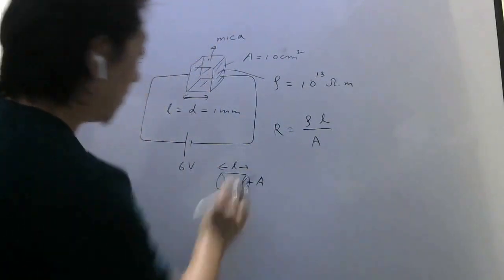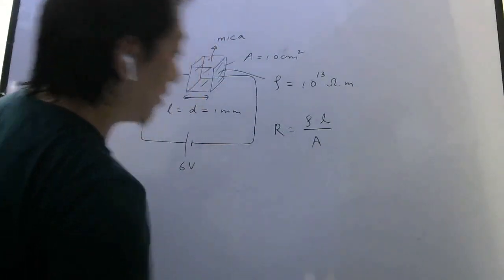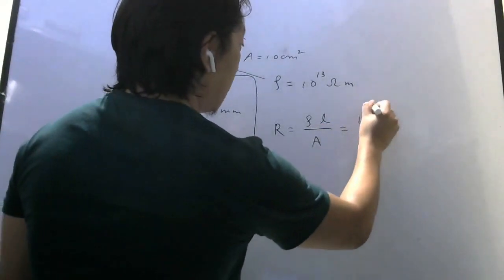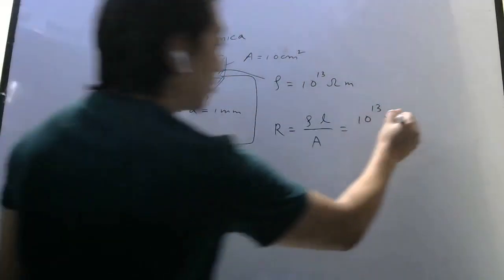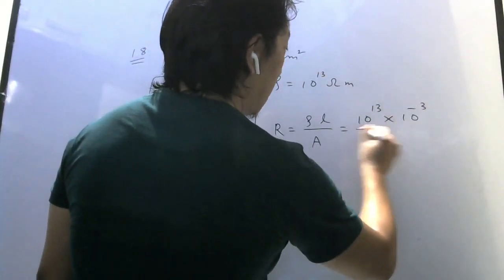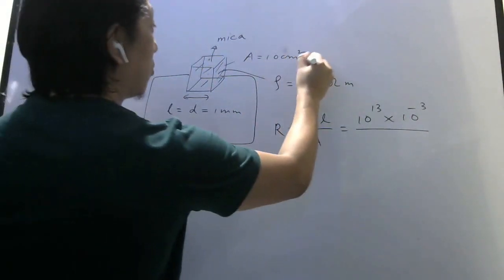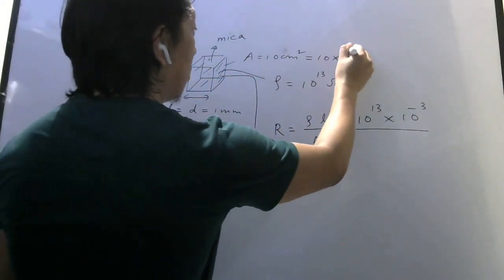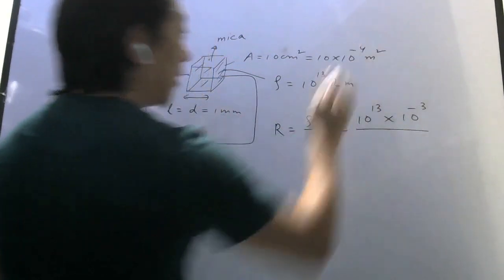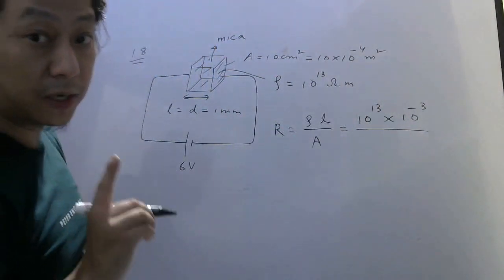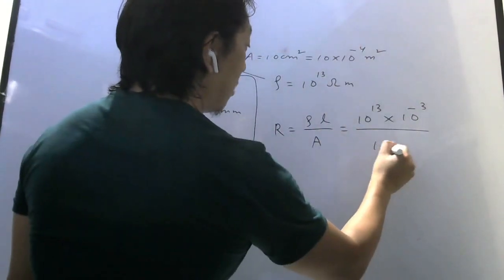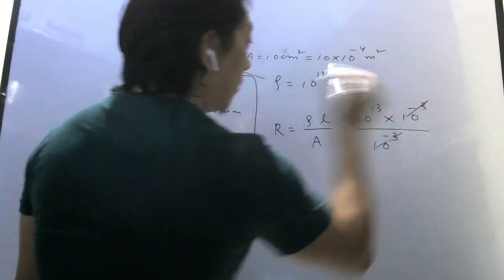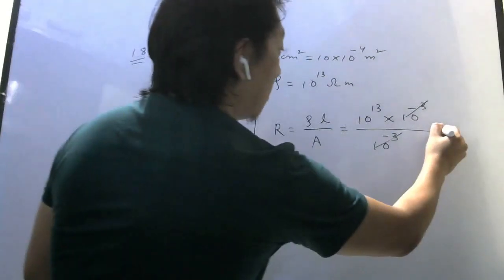Okay? It's fine. So let us calculate the resistance first. What is the resistivity? 10 to the power 13. Very large number. Length is 1 millimeter. So 10 to the power minus 3. Area is 10 centimeter square, that means 10 into 10 to the power minus 4 meter square. 1 centimeter is 10 to the power minus 2 meter. So this will be 10 to the power minus 3, right? So area is 10 to the power minus 3. These two will cancel. So this will be the resistance.